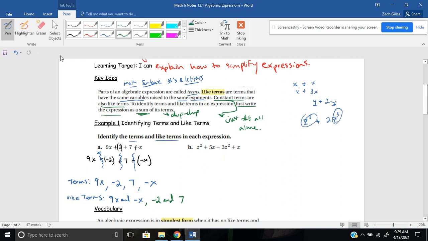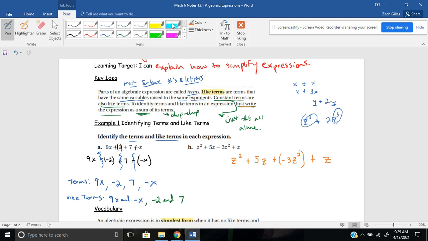Okay? Let's look at letter B. Let's do the same for letter B. Let's first write the expression as a sum. So I'm going to rewrite this as z squared plus 5z. I'm going to change this subtraction to addition, so plus, and then the next term to its opposite. So negative 3z squared plus z. So my first step, I just changed this subtraction to addition and the next term to its opposite.